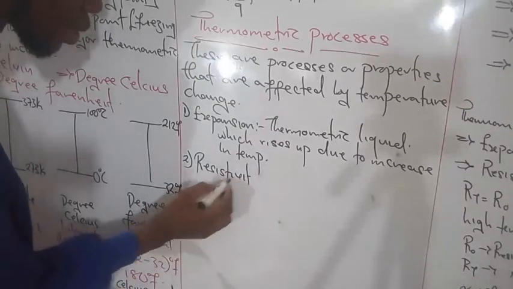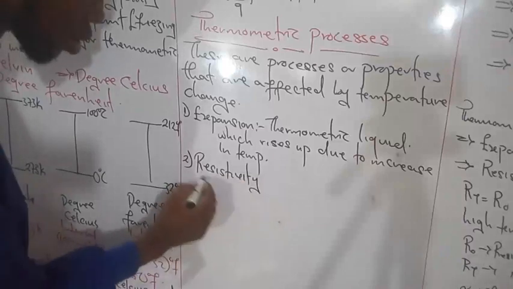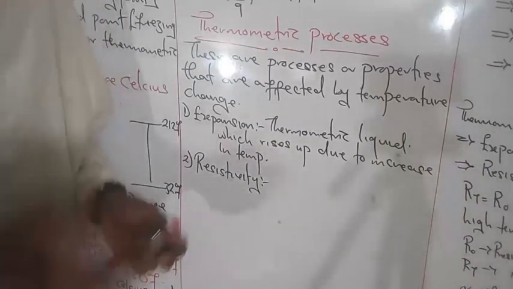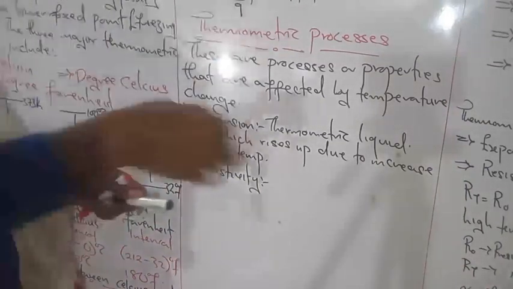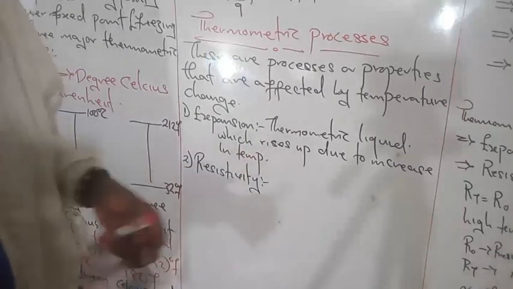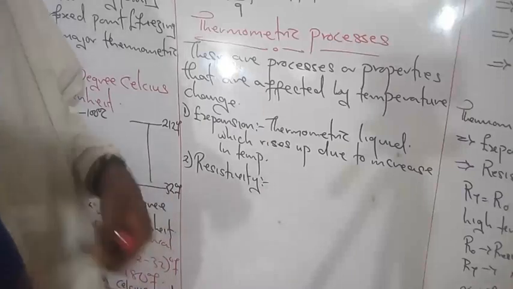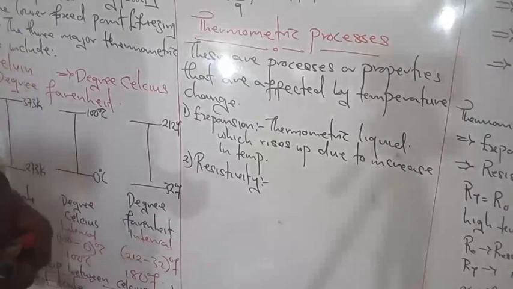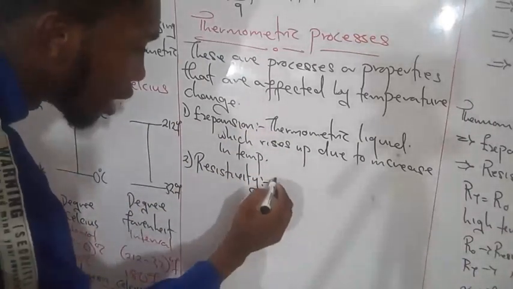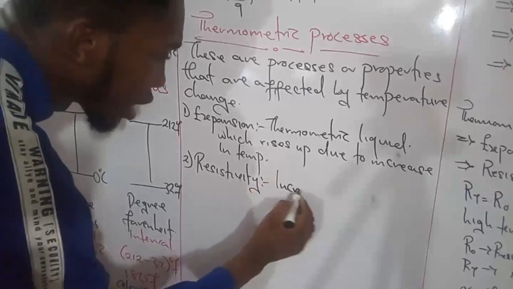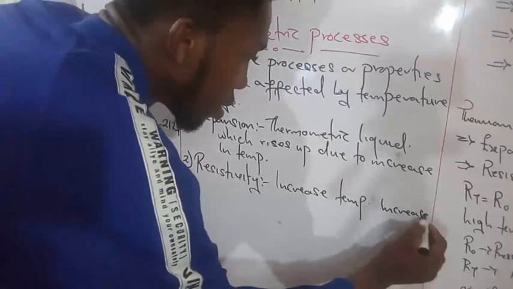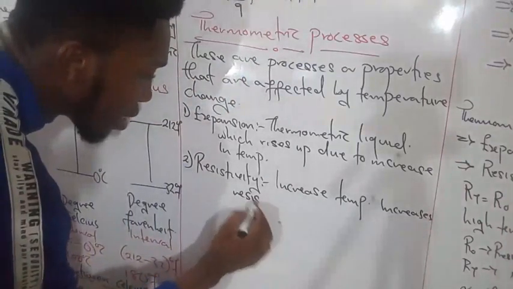I can call it resistance. Now, it is very important for you to know that the resistivity of a material increases as temperature is increased, and reduces as temperature is decreased, and that will be demonstrated from the process I'll be showing you right now. Write down: increase in temperature increases resistivity.